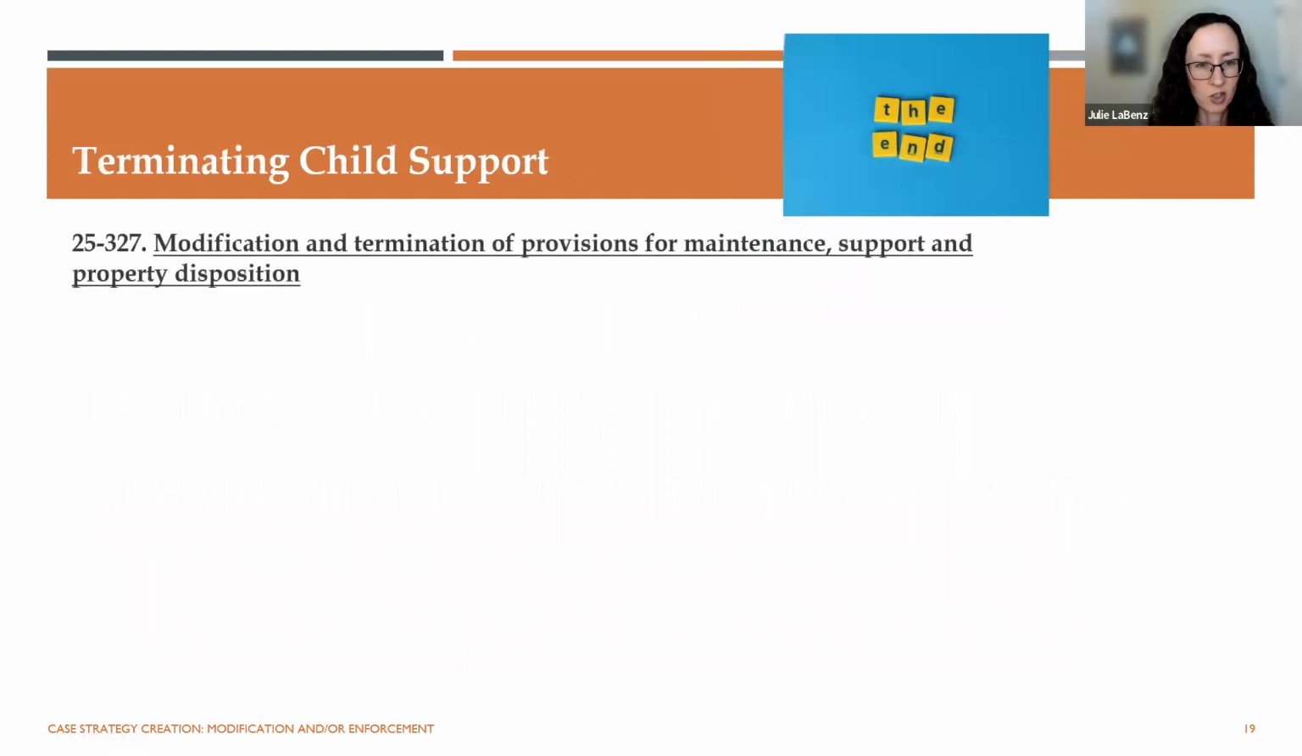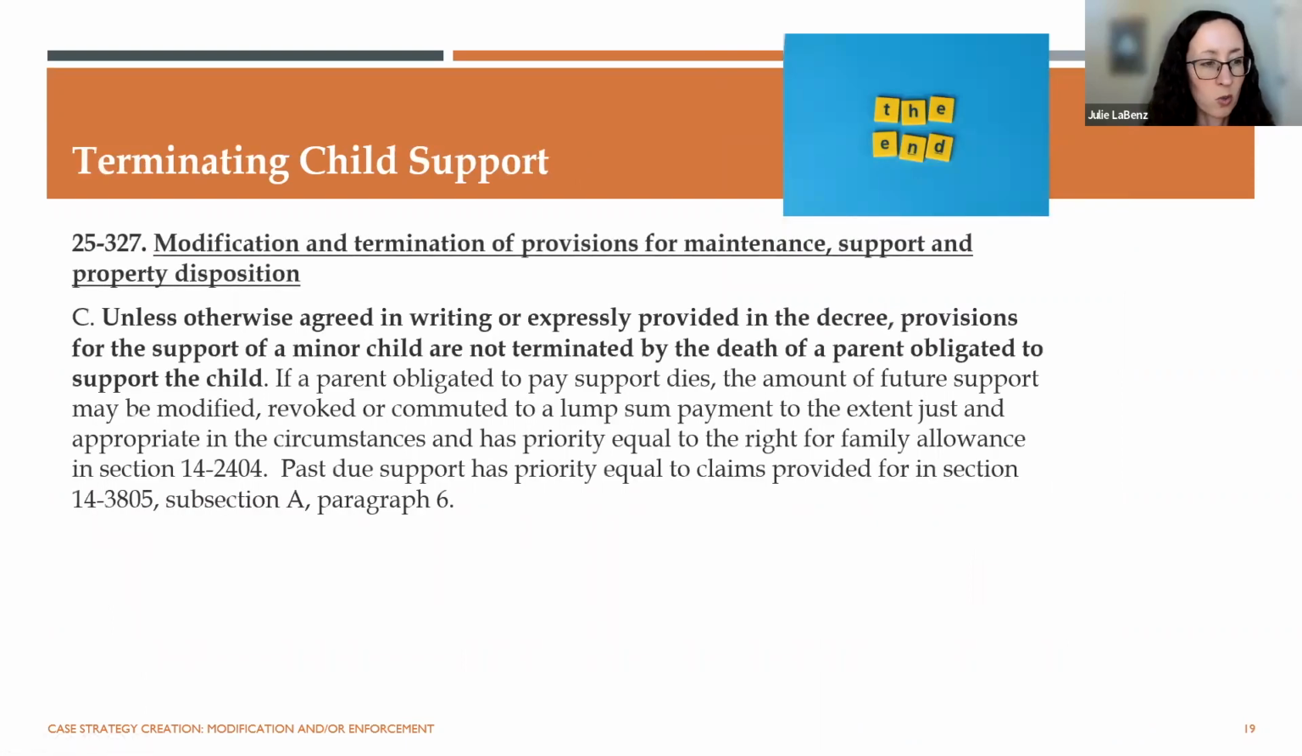All right, now terminating child support. This is under 25-327 subsection C. Unless otherwise agreed in writing or expressly provided in the decree, provisions for the support of a minor child are not terminated by the death of a parent obligated to support the child. So we saw with spousal maintenance, if your ex-spouse dies, then spousal maintenance ends unless you had some different language, some different outcome in your decree. But child support's different. If the parent that's obligated to pay child support dies, then the obligation is not automatically terminated.